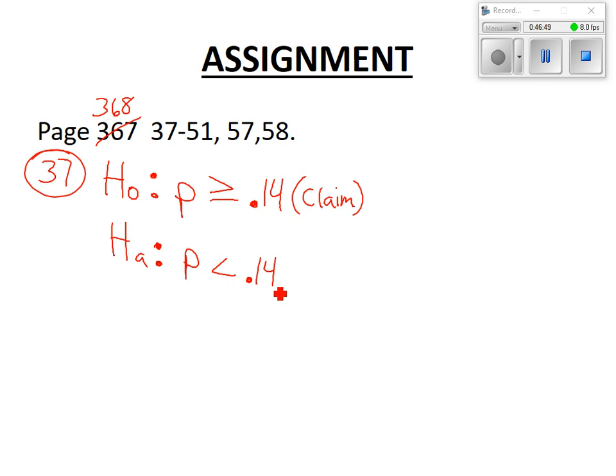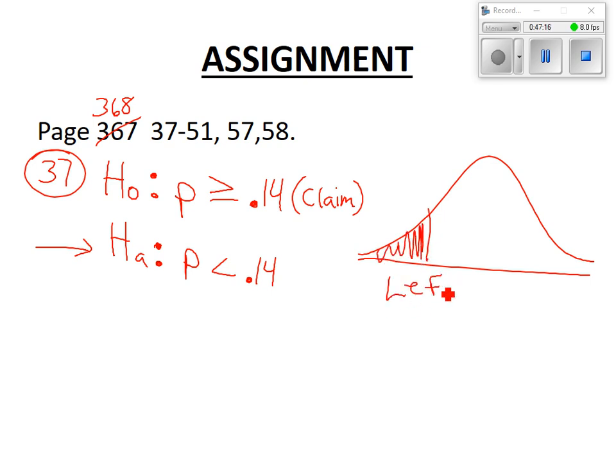Now, we want to decide, looking at our little graph here, whether it's left-tailed, right-tailed, or two-tailed. What do we look at? The alternative. Look back at your chart. If it's got that less than symbol in it, it's left-tailed. That's answer 37. Left-tailed.